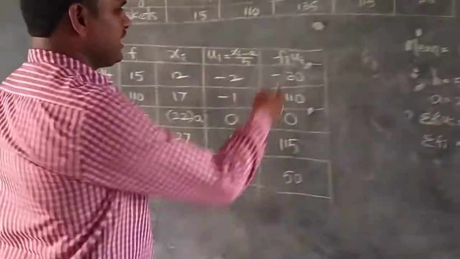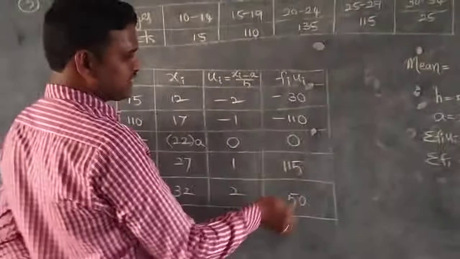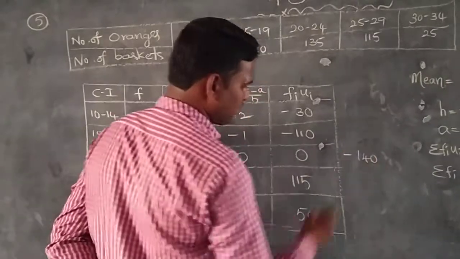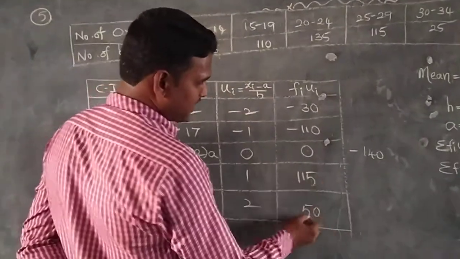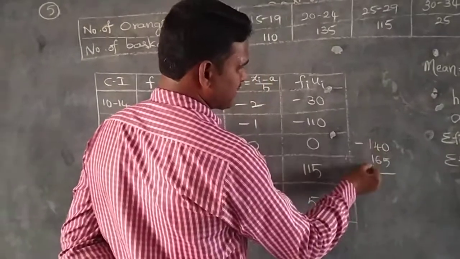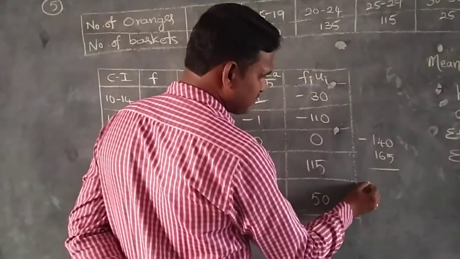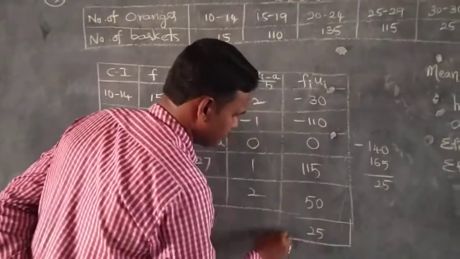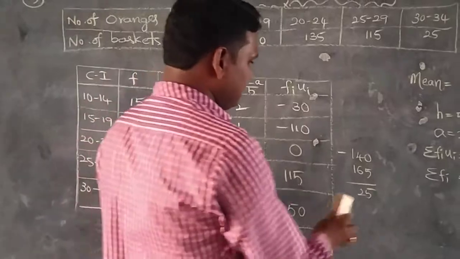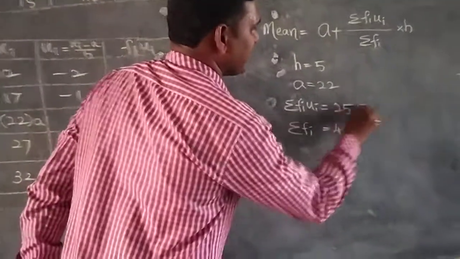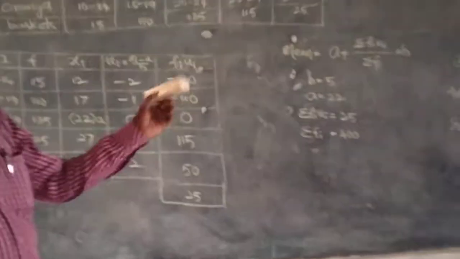Let us add all the fi ui values. Here some are negatives, some are positives. If you add the negatives, you will get 140. Positives are 115 plus 50, 165. Subtracting, the bigger number is positive, so you will get 25. From the table, we got summation fi ui as 25. Now let us substitute these in the formula.